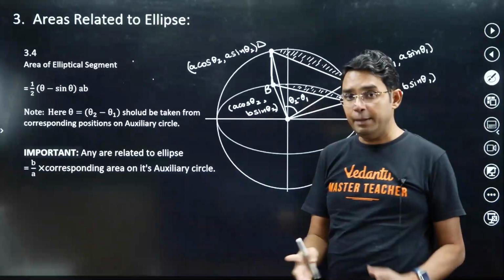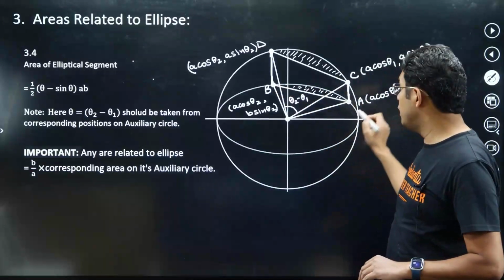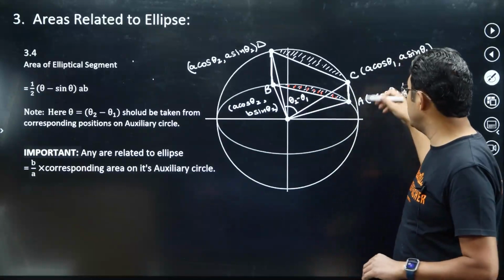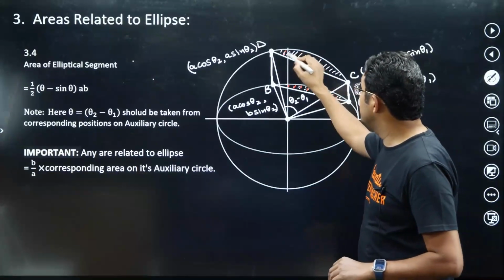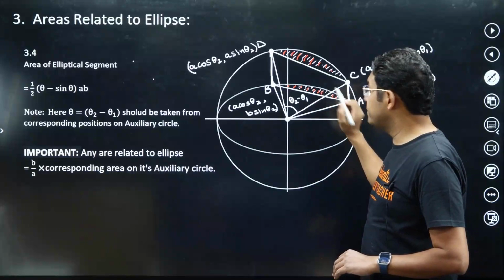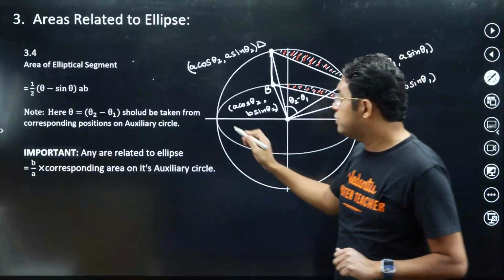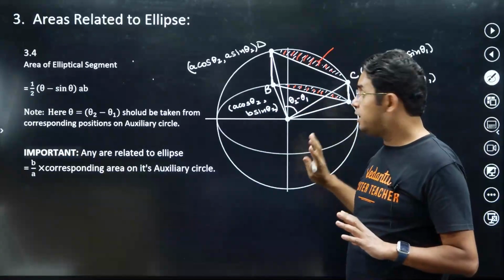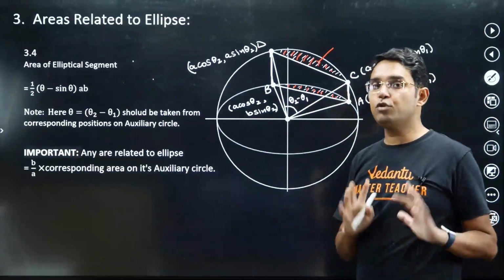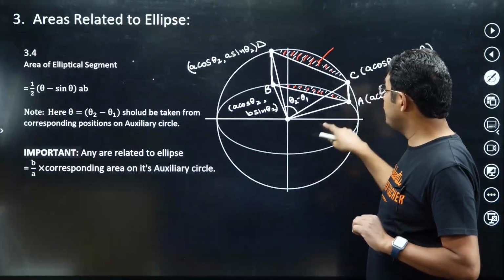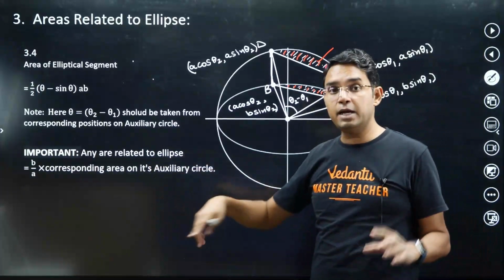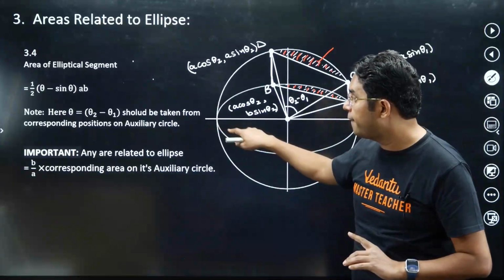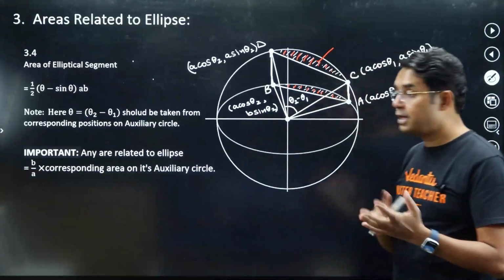Similarly, if you are looking for an elliptical segment, suppose AB is a chord of the ellipse and we want this area to be found. Now you take the corresponding points on the auxiliary circle, C and D. So this segment area and this segment area will again have the same ratio, B upon A times the area of the circle. So if you know the area of the circle, you can find the area of this segment for the ellipse also. Okay, and for that you need to find this theta 2 minus theta 1, and once again theta 2 and theta 1 are on the auxiliary circle and not on the ellipse. Please remember this. Okay, so these are a few things about the circle and then the ellipse.